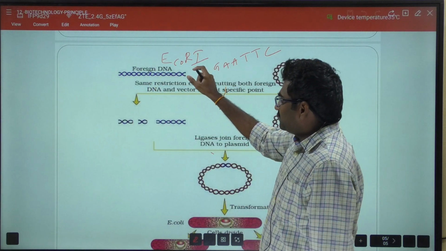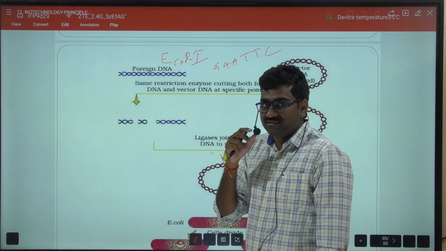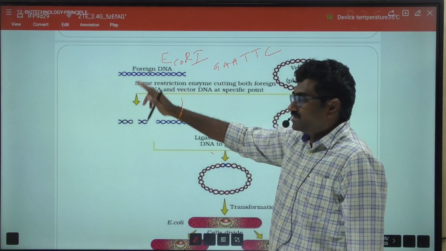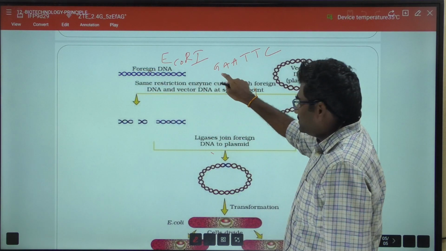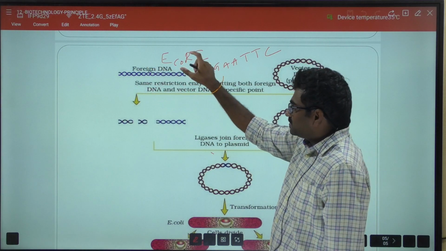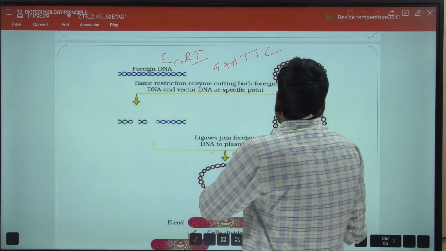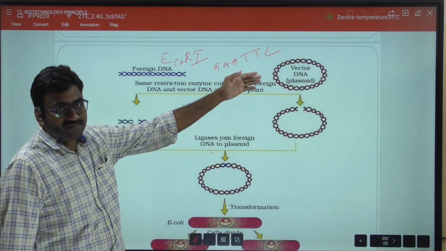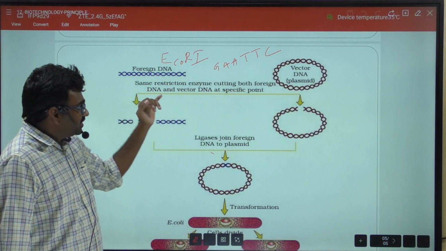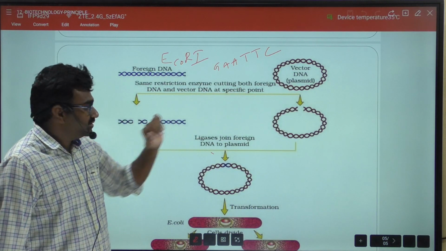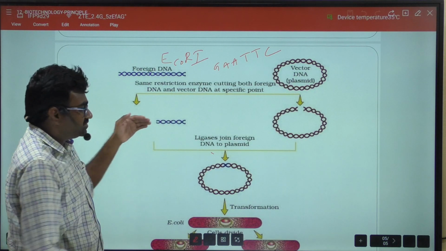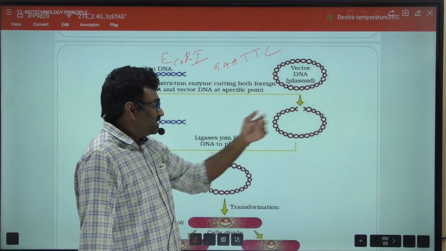So here restriction endonucleases recognize a specific location in the DNA and cut that sequence. That sequence is the GAATTC sequence. The same restriction enzyme that is used for the foreign DNA is used for the vector DNA. Okay. So the same restriction enzyme cuts both foreign DNA and vector DNA at a specific point, so that we obtain DNA fragments, that is the gene of interest as well as the vector DNA.